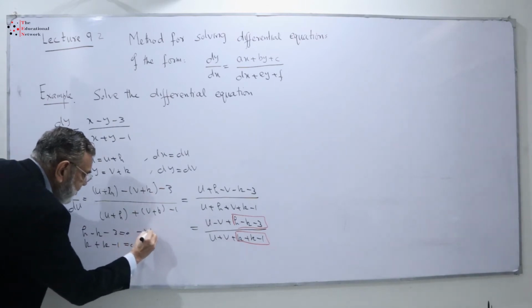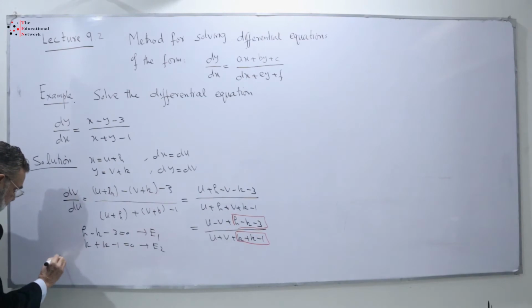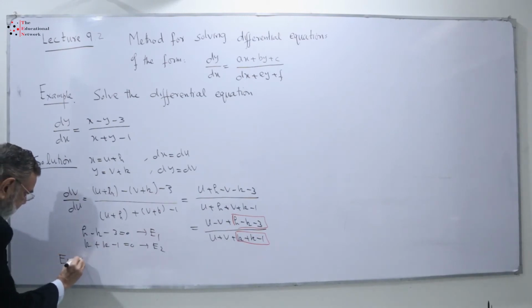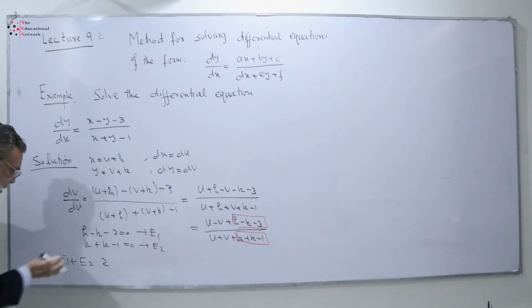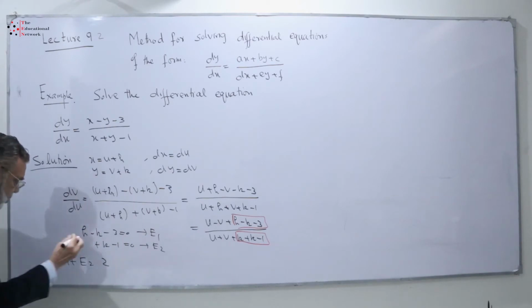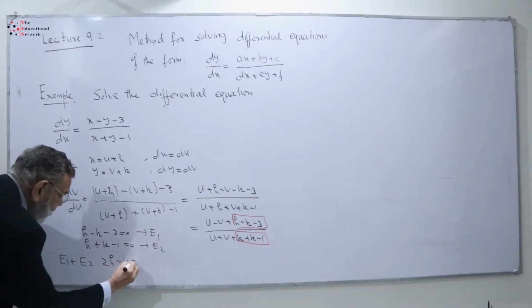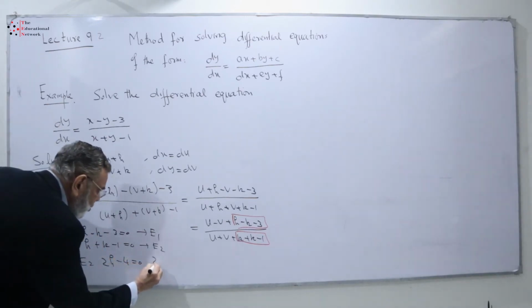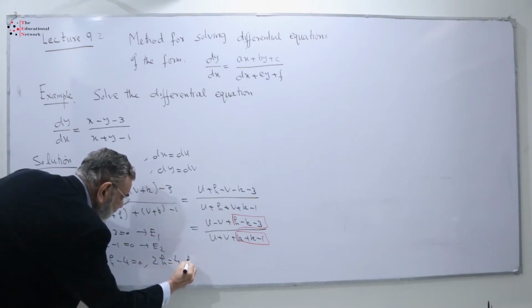This is my equation 1, and this is my equation 2. I just add e1 and e2. We get e1 plus e2, that gives me 2h. This is cancelled. Minus 4 is equal to 0. And that gives me 2h is equal to 4. I get here h is equal to 2.